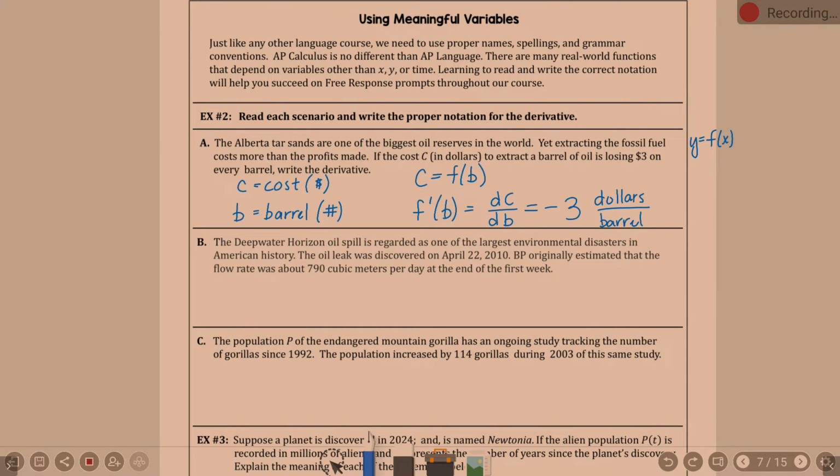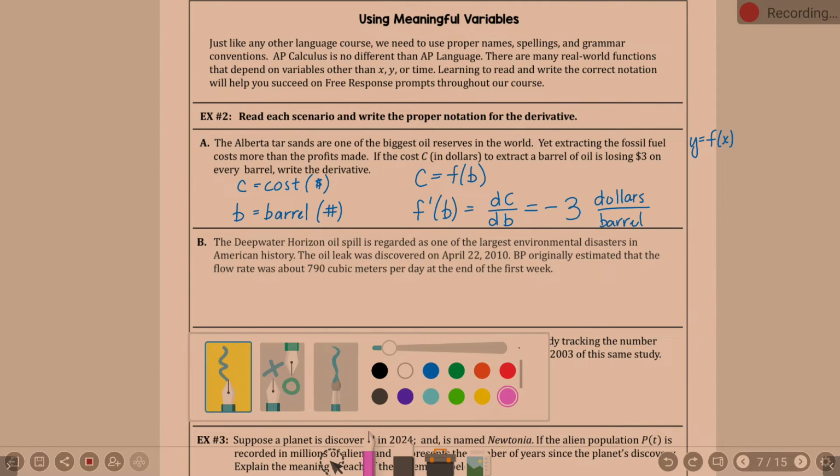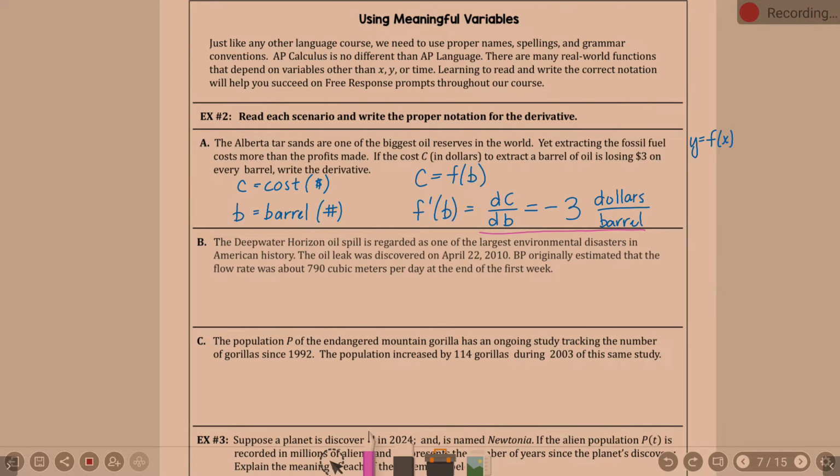Yeah, Cracker Barrel. Okay, so the piece I'm looking at here, guys, is this right here. We wrote a lot of information, but the derivative, the -$3 per barrel, expressed as dC over dB, is what expresses the most information there.